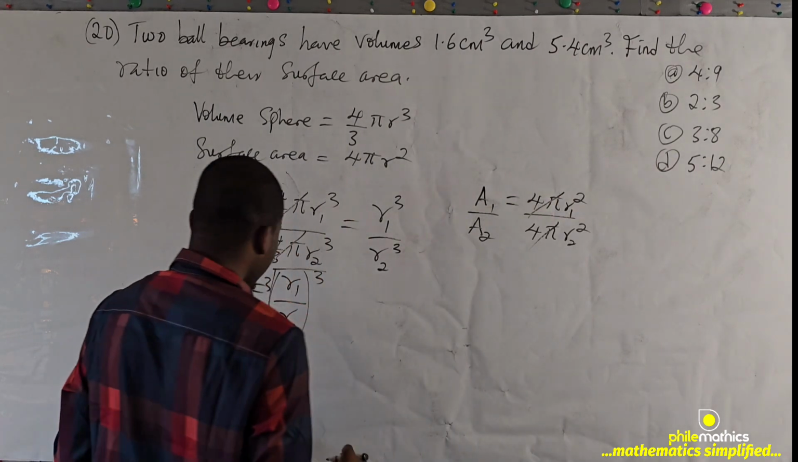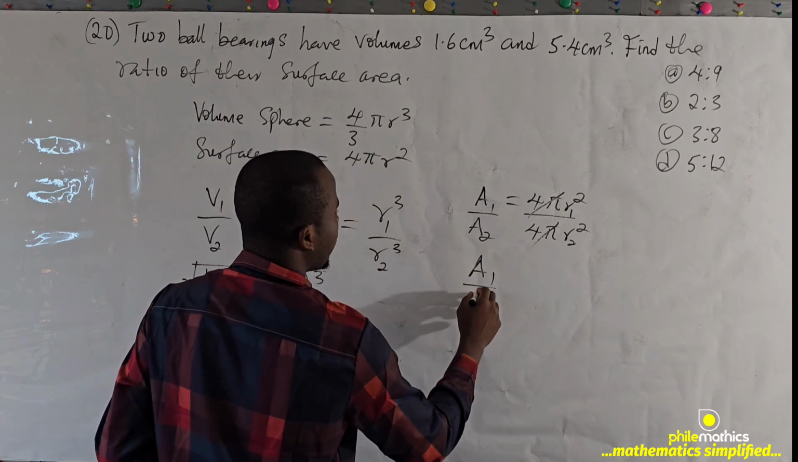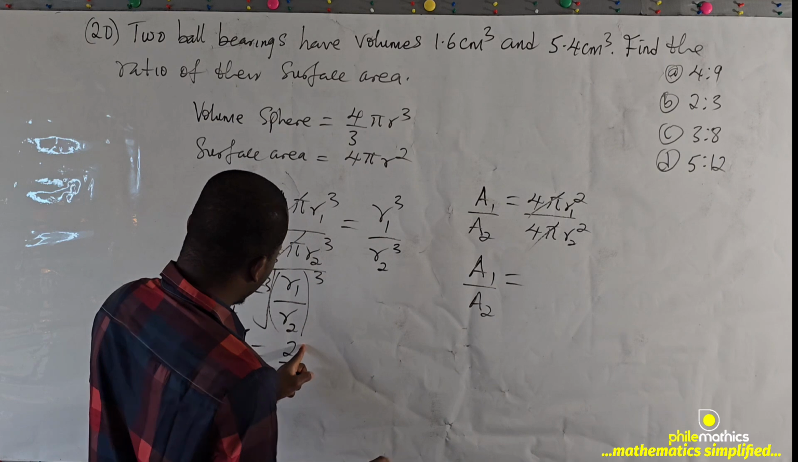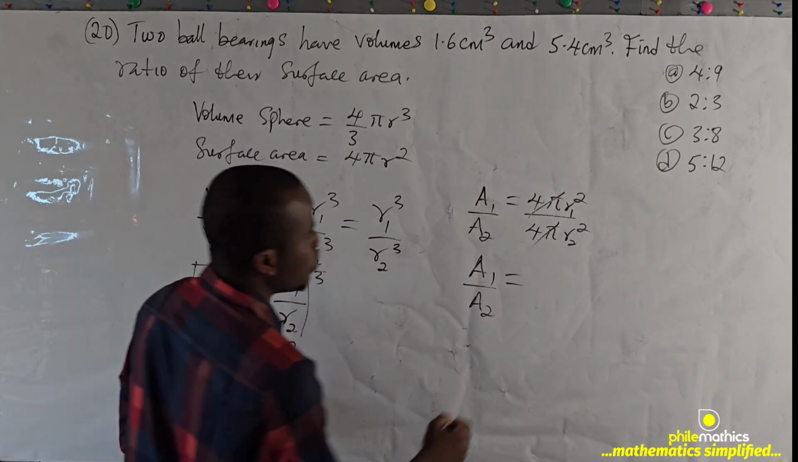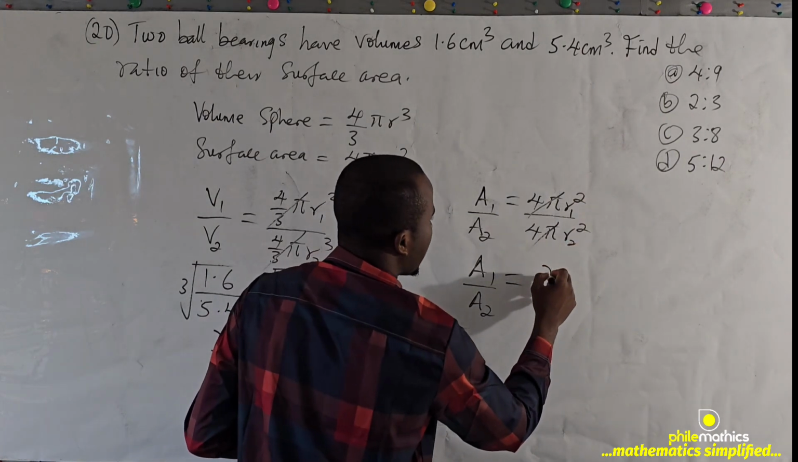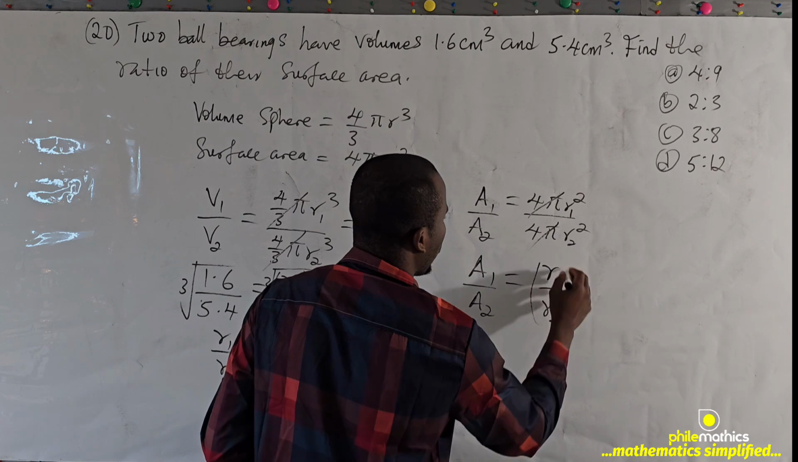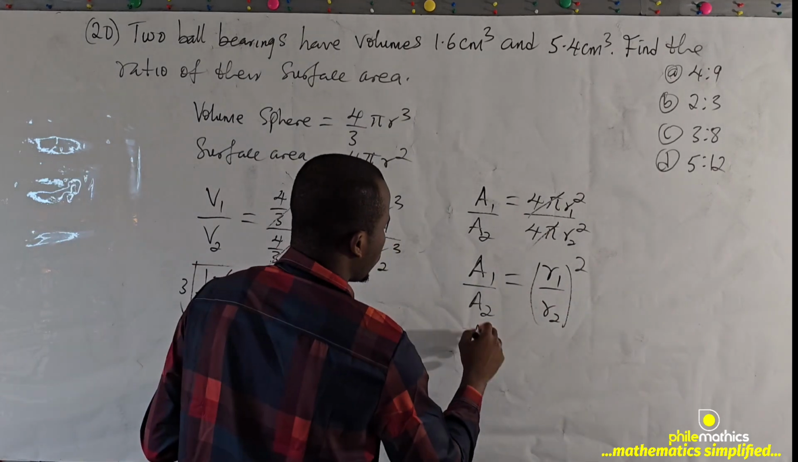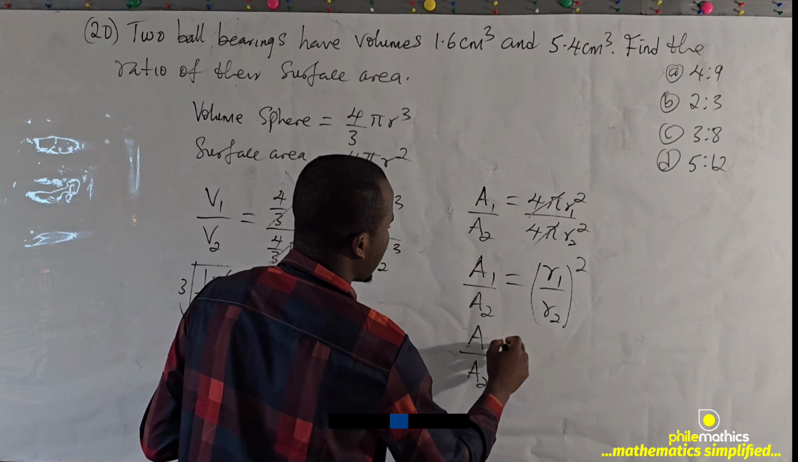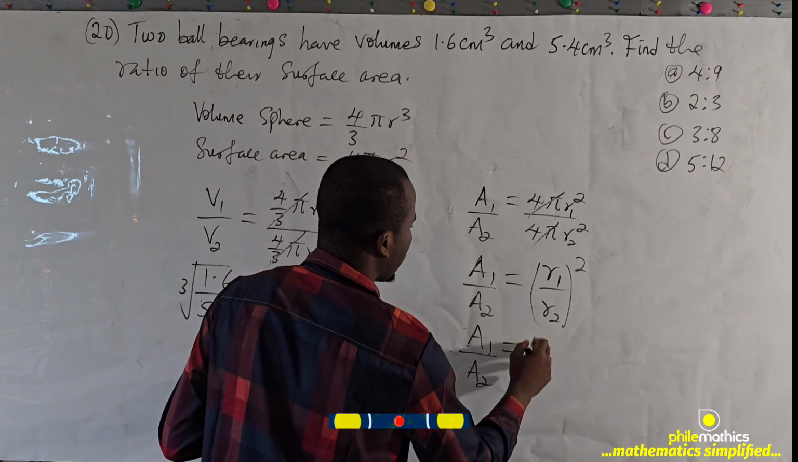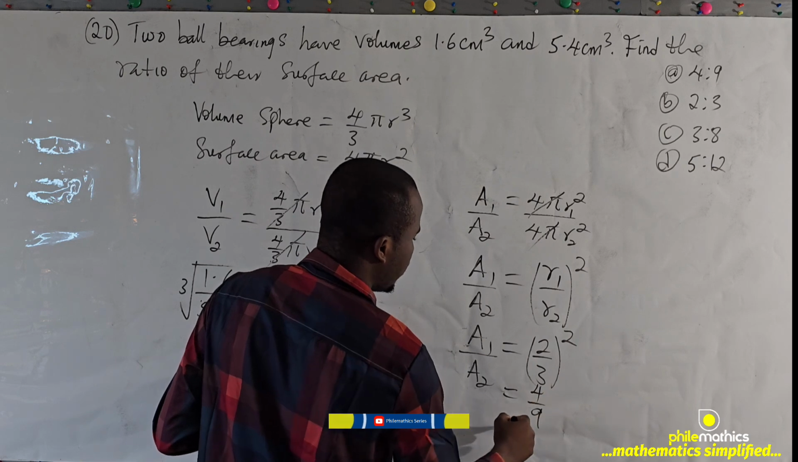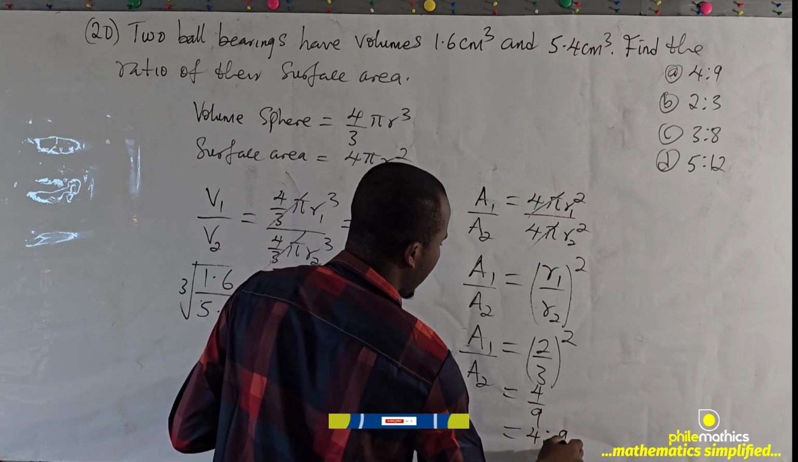And so area of 1 over area of 2 will give us, since the ratio of the radii is 2/3, from laws of indices, (r1 over r2) all squared, and we have gotten the ratio as 2/3 here. So the ratio of the surface area will be (2/3) all squared. This is 4/9, and in ratio form it is 4:9.